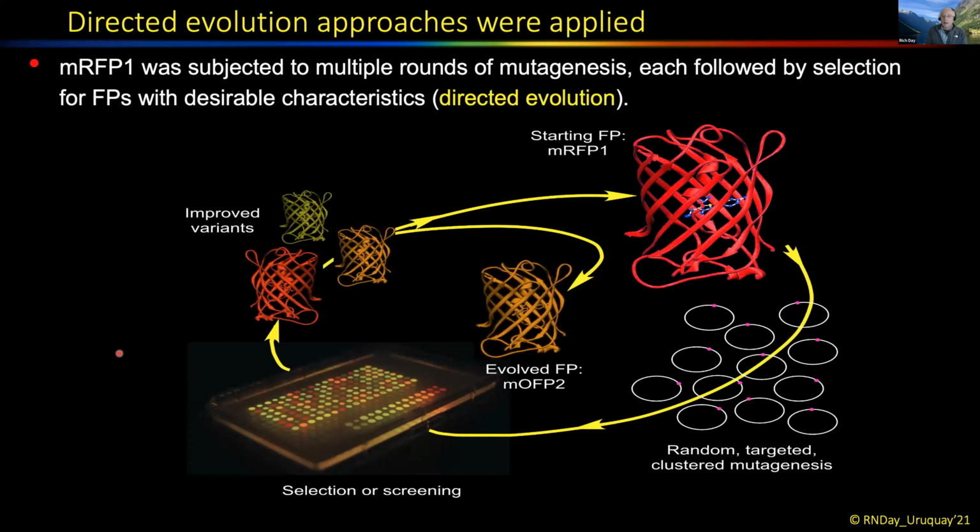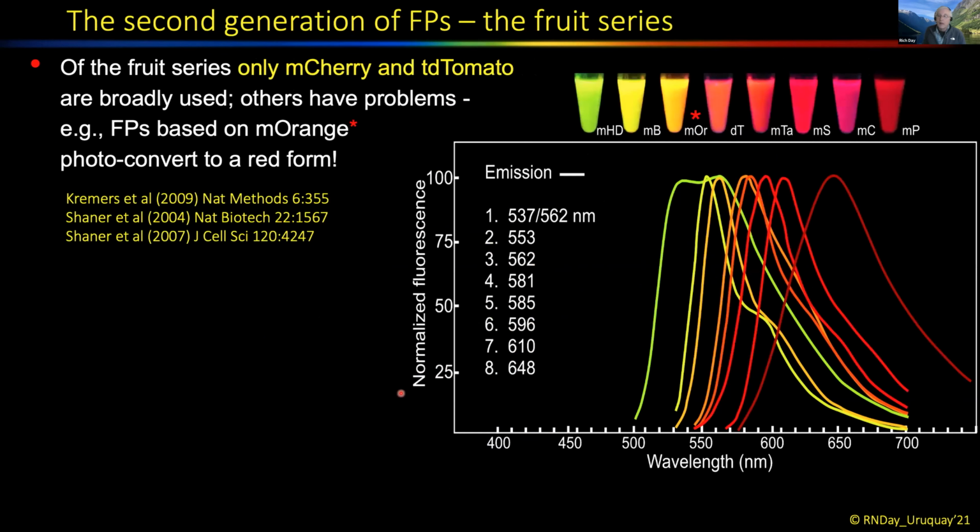And so again, a number of groups, including the Chen group, took MRFP, and then they did multiple rounds of mutagenesis on it to try to find additional novel fluorescent proteins. And this is a method called directed evolution. So they simply did random mutagenesis and used FACS sorting to identify new fluorescent proteins. And from here, we got the fruit series of fluorescent proteins. Very quickly, we had a whole set of new fluorescent proteins.